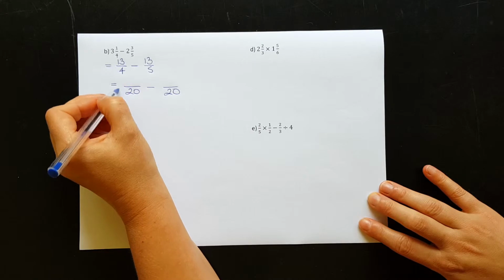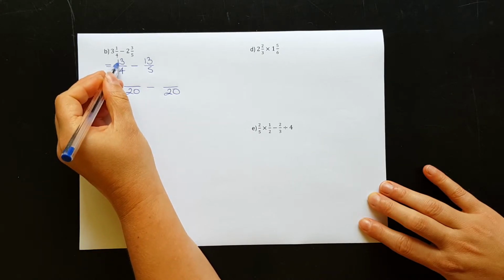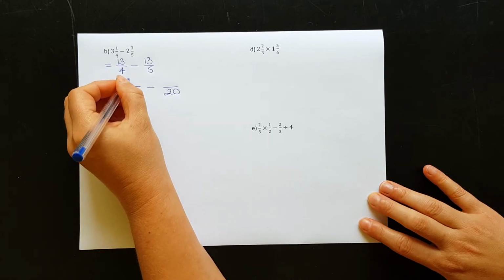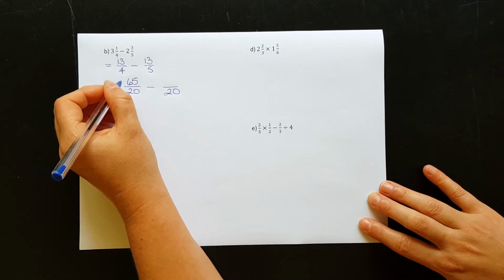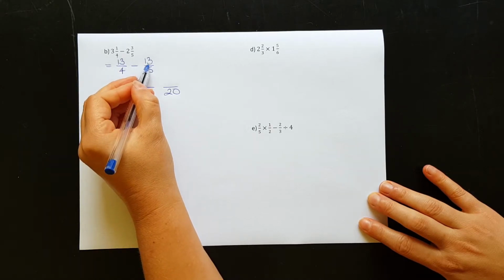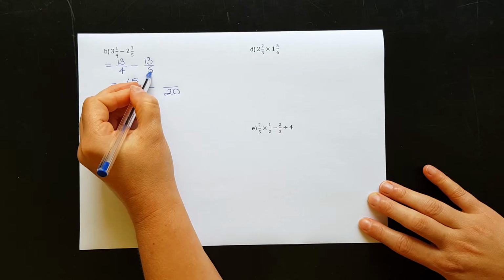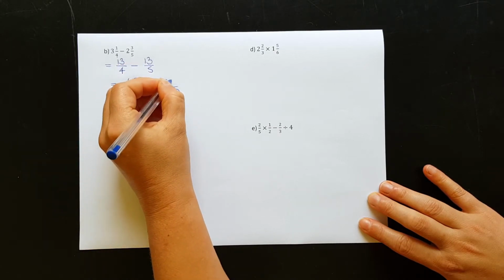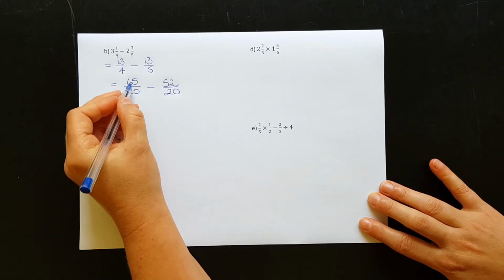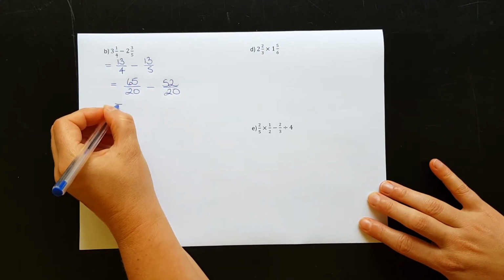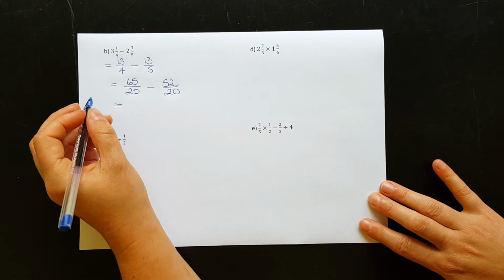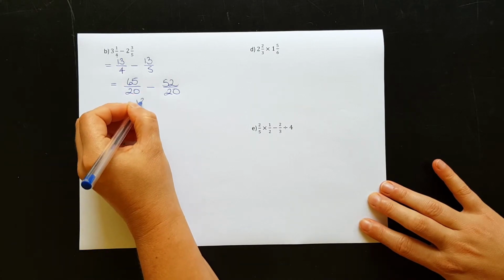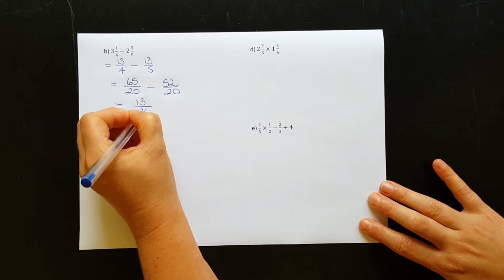This needs to be multiplied by 5 to get 20. Multiplying 13 by 5, we get 65. Now, this fraction has been multiplied by 4. Okay, so multiplying 13 by 4, we're going to get 52. Now we can subtract the numerators. 65 minus 52 is 13 out of 20.